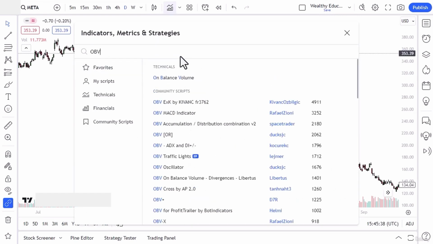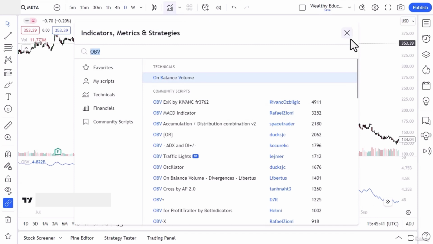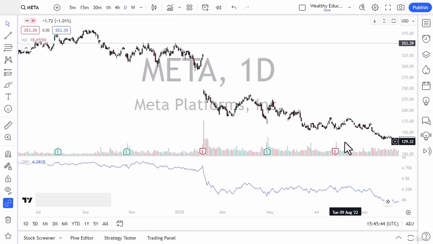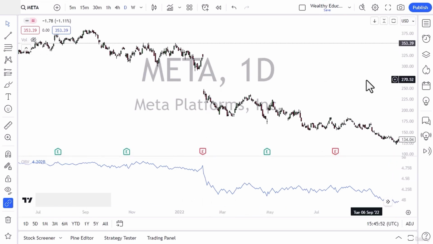So if you type in OBV, on balance volume comes up. And you can see it's a little bit different because it shows just a line. So for simplicity's sake, I'm going to hide the volume on the chart. What this is doing is it measures positive and negative volume flow and analyzes the trading direction. So it does show up a single line that can, in theory at least, provide insights into what major movers are doing.